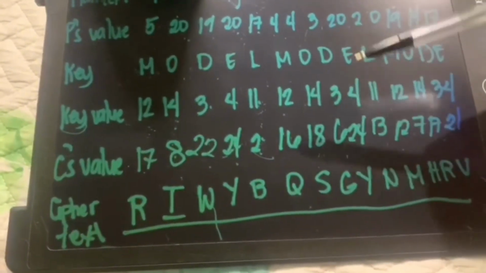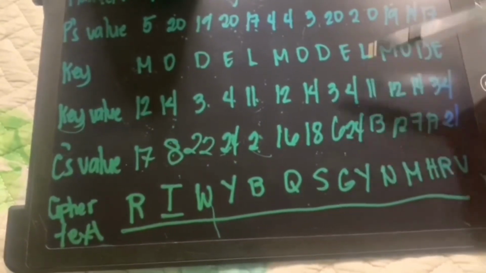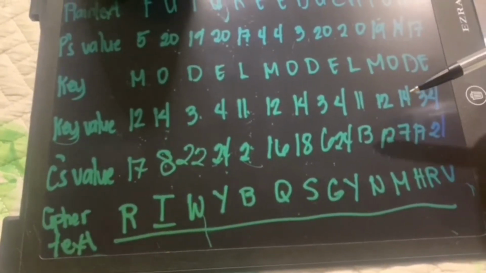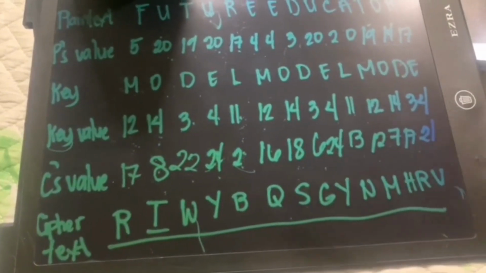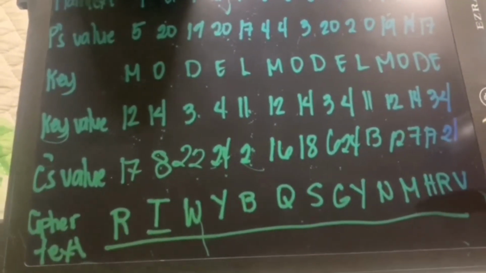20 plus 4 is 24. 2 plus 11 is 13. 0 plus 12 is 12. 19 plus 14, the remainder is 7. And then 14 plus 3 is 17. 17 plus 4 is 21.